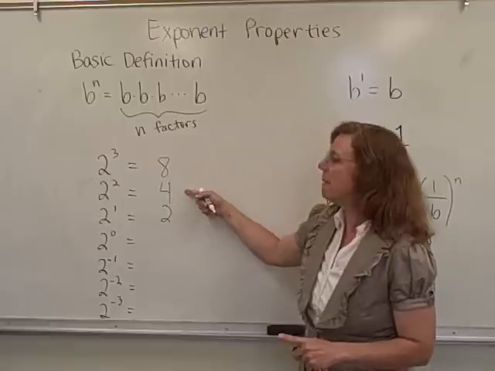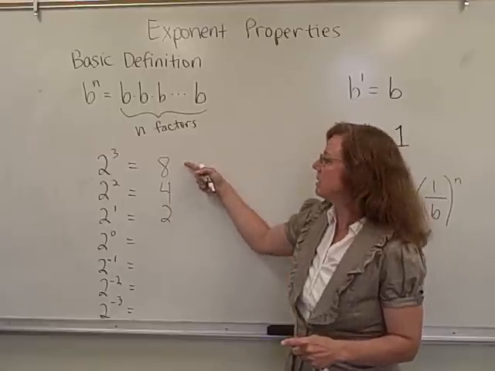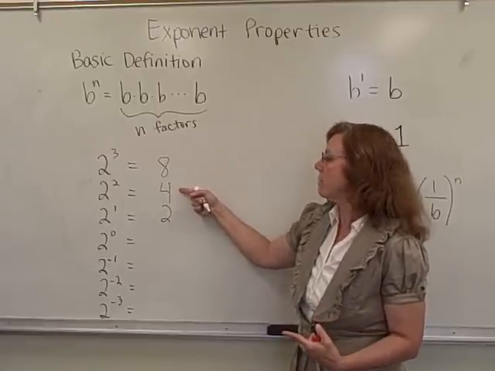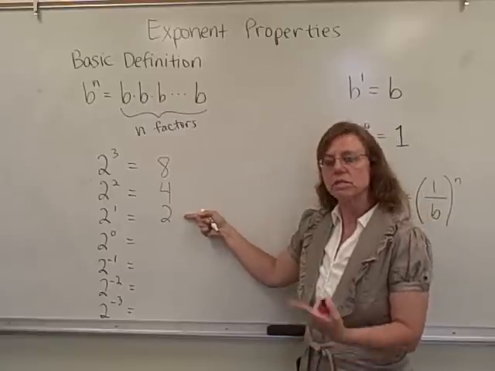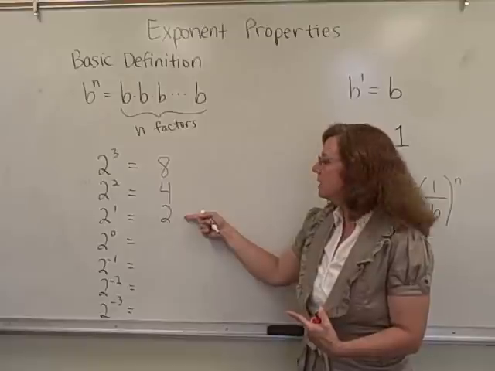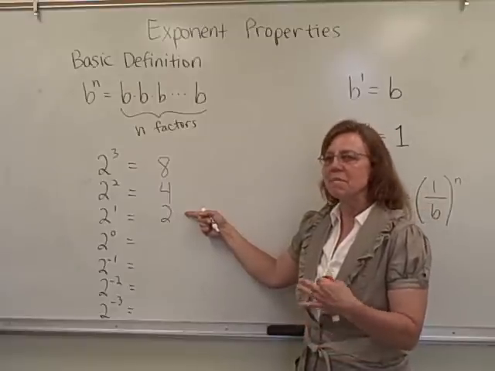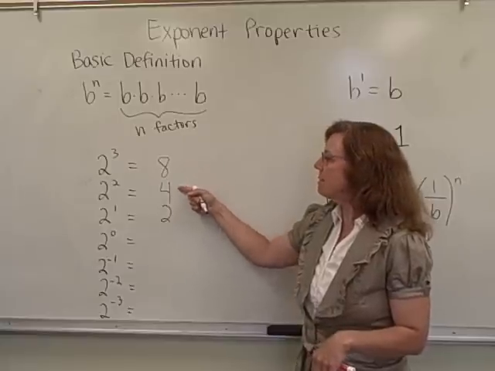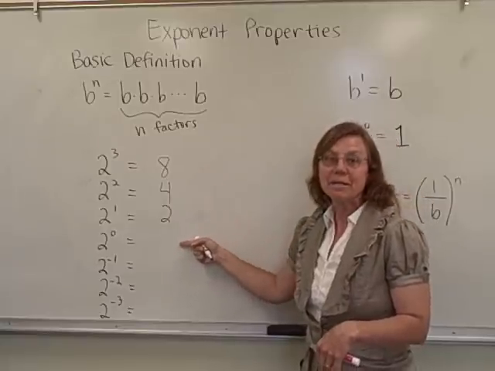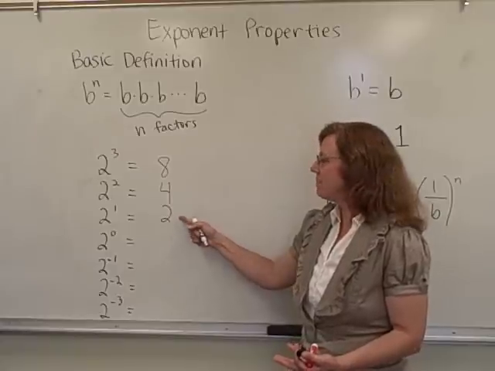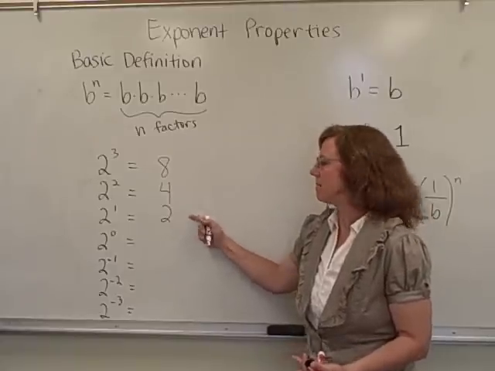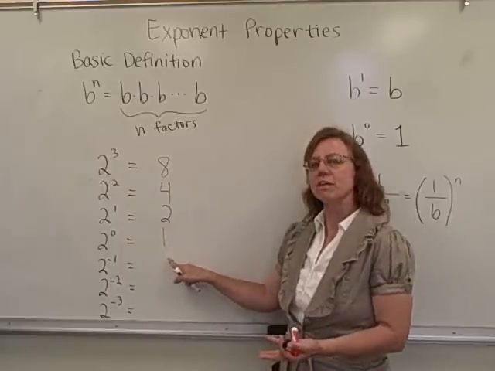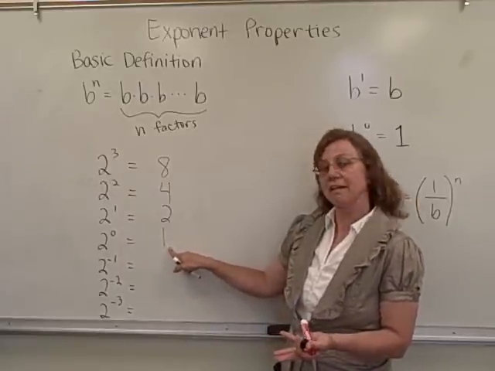Okay, now if we look at the pattern here in our answers, notice that to go from 8 to 4, you're really dividing by 2. And to go from 4 to 2, you're dividing by 2 because you have one less factor of 2. And in math, we always like everything to be a pattern. All the rules have to always work. And so if we're going to divide by 2, divide by 2, divide by 2 to get our next answer, since 2 divided by 2 is 1, that must mean that 2 to the 0 power would have to equal 1. And that's exactly what it is.